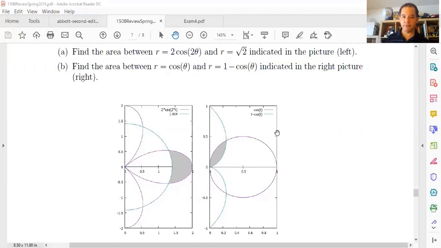Is there a way you can know if you can apply symmetry without looking at a picture? Not really. No. Okay. But since you asked for it, let's actually try to figure it out. What we would need to do is draw these two, right? So what are these two equations? R equals cosine theta and R equals 1 minus cosine theta, right? And maybe you can draw them. And so, okay, let's see.